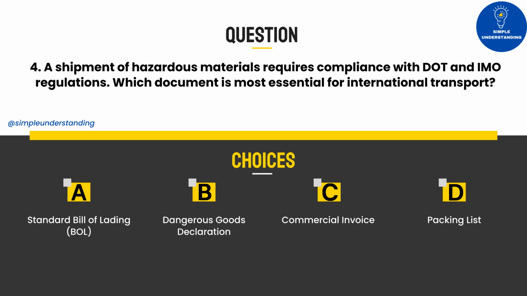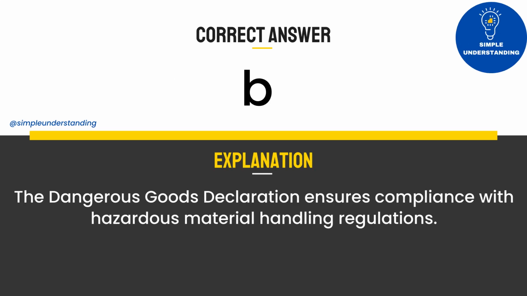4. A shipment of hazardous materials requires compliance with DOT and IMO regulations. Which document is most essential for international transport? A. Standard Bill of Lading, BOL. B. Dangerous Goods Declaration. C. Commercial Invoice. D. Packing List. Correct answer, B. Explanation. The Dangerous Goods Declaration ensures compliance with hazardous material handling regulations.